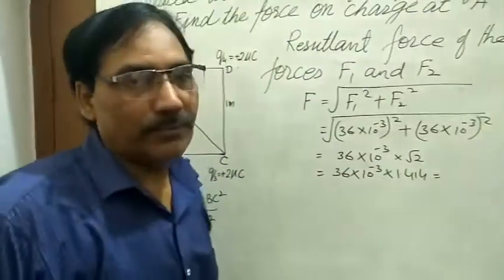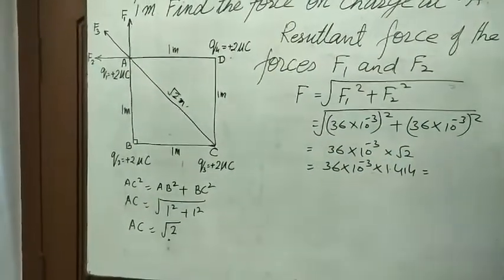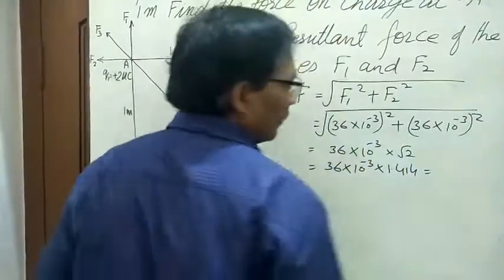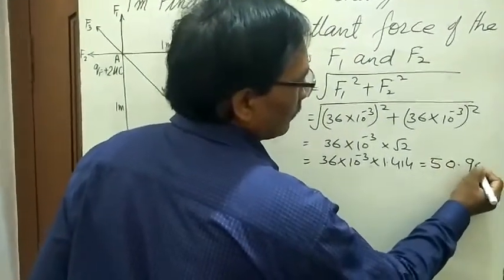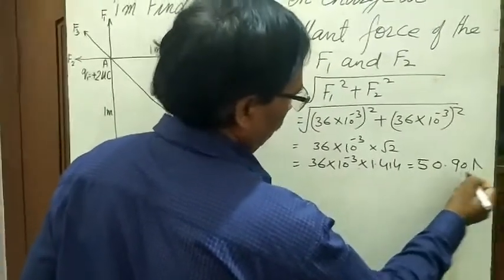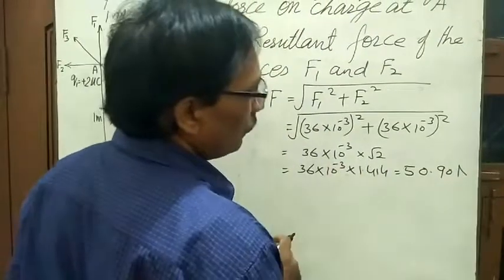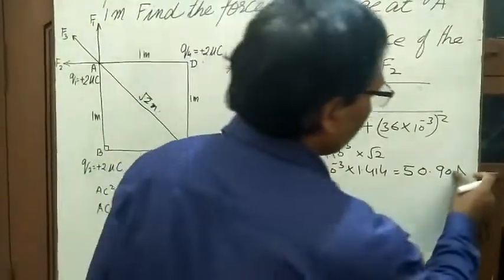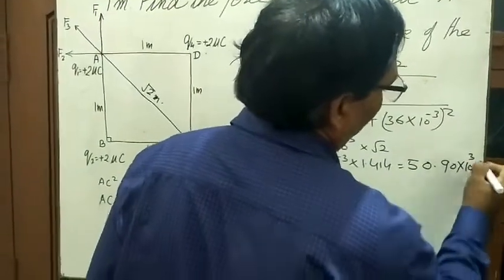So we will multiply these two. What will be the value? It will be nearly 50.90. 50.90 into 10 power minus 3 Newton.